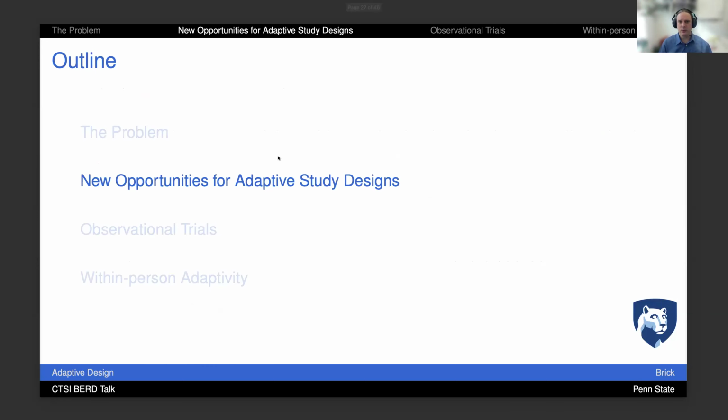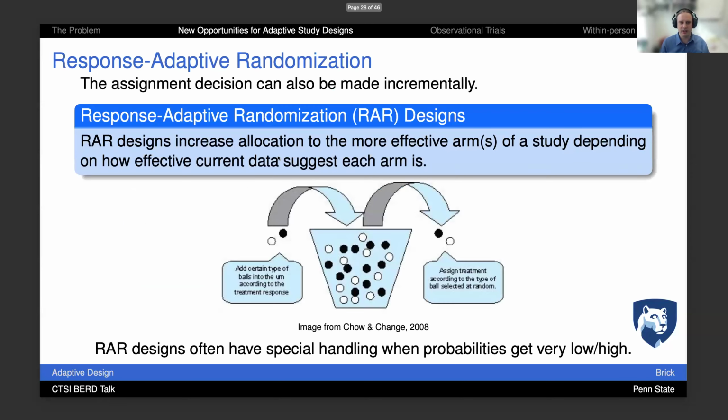Okay. So once we got to this point where everybody was like, okay, now we can stop early. That's great. Let's keep doing this. People kept thinking and they kept coming up with new ideas. And it opens up some new possibilities that weren't available with traditional study designs, and that can be really interesting. One of my favorites is response adaptive randomization.